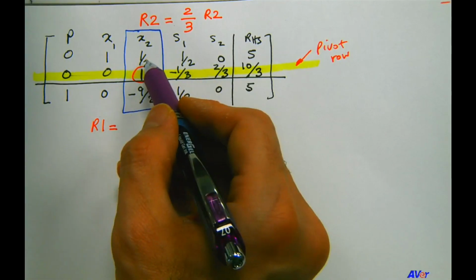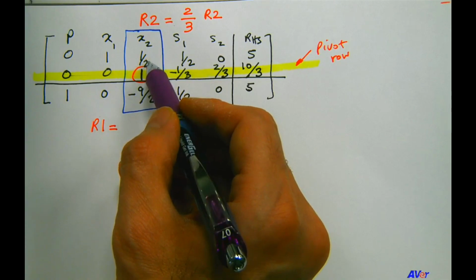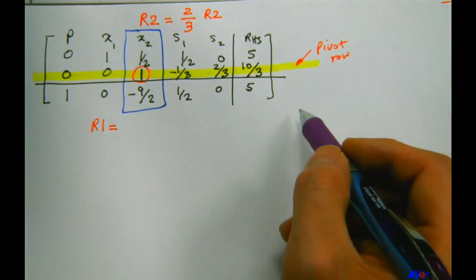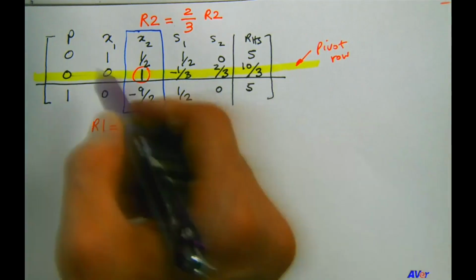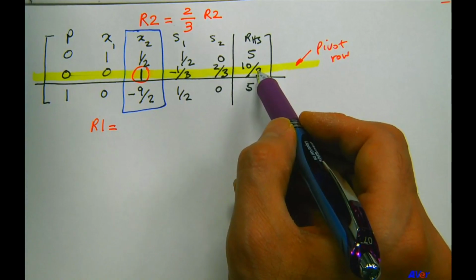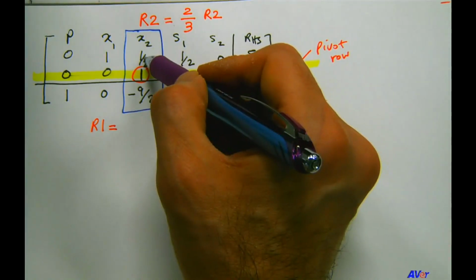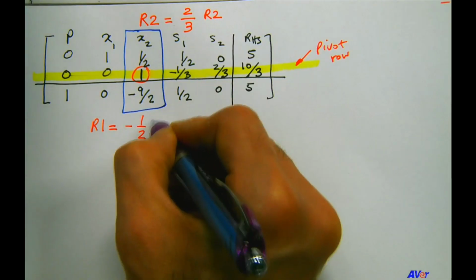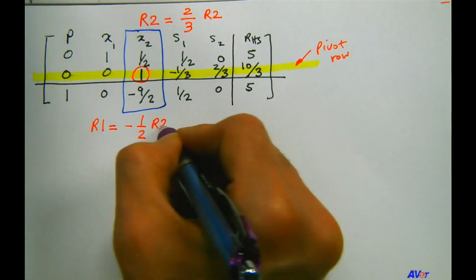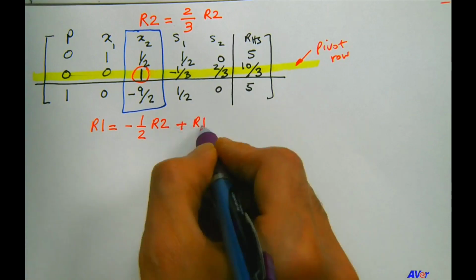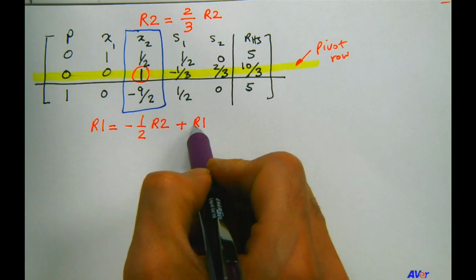All we need is add a negative 1/2 to it. Okay, but where's the negative 1/2 going to come from? It's going to come from multiplying the second row by negative 1/2 and adding it to that first row. So minus 1/2 times row 2, which is our pivot row, plus row 1. Notice we always add to the row we're changing.